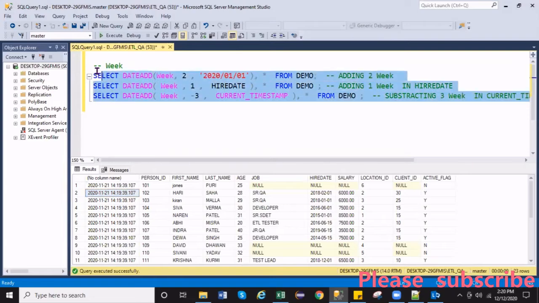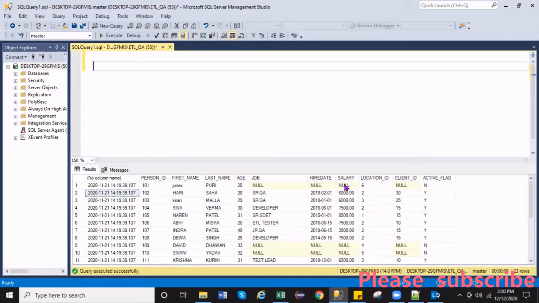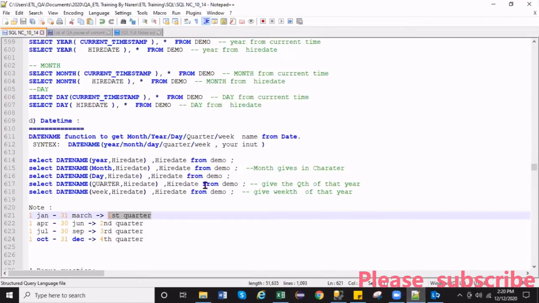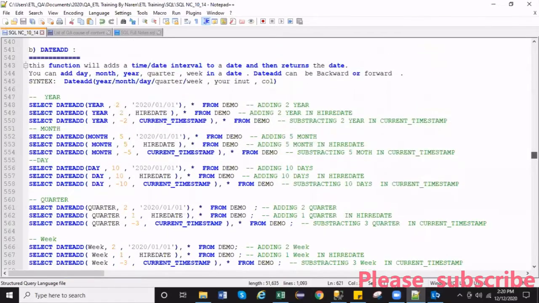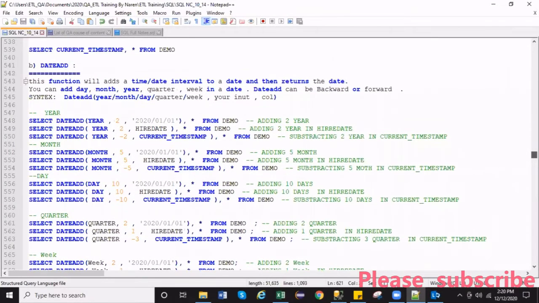So I hope you guys understand the date add function, right? And the date add function can be negative, can be positive. You can add a date. You can add day, month, year, week, and quarter, right? So we have learned that one, date add.